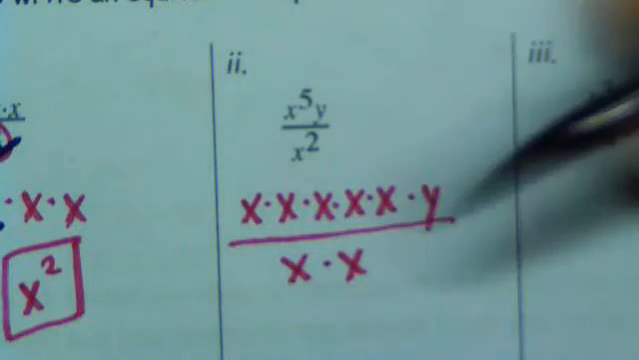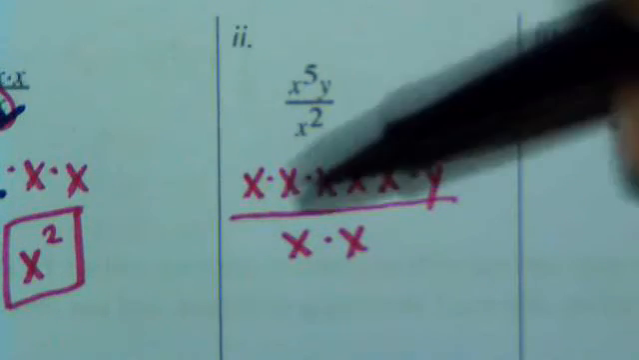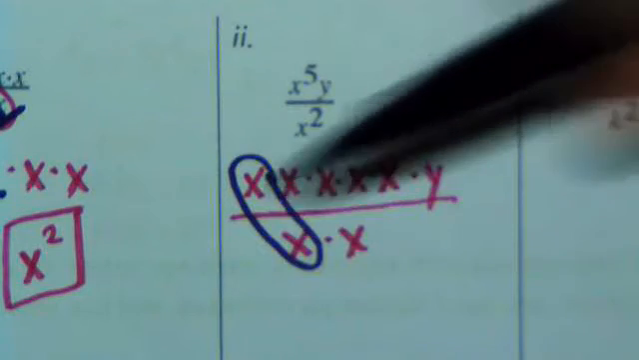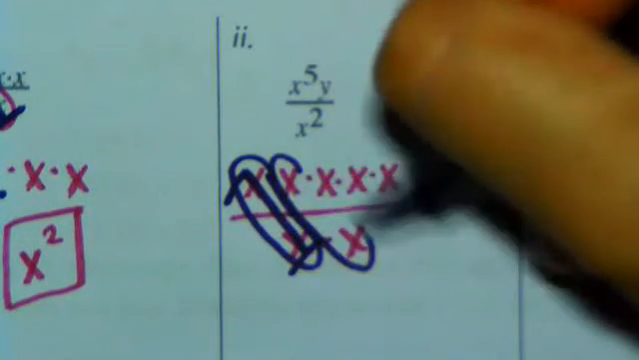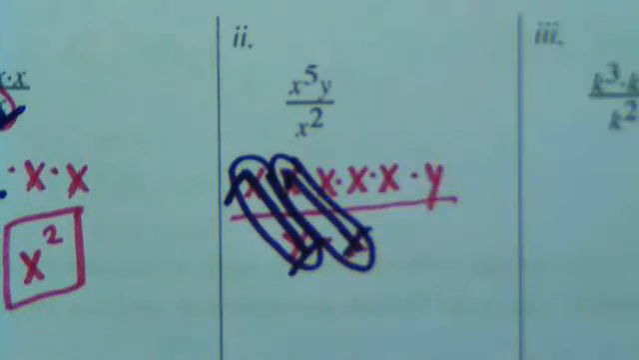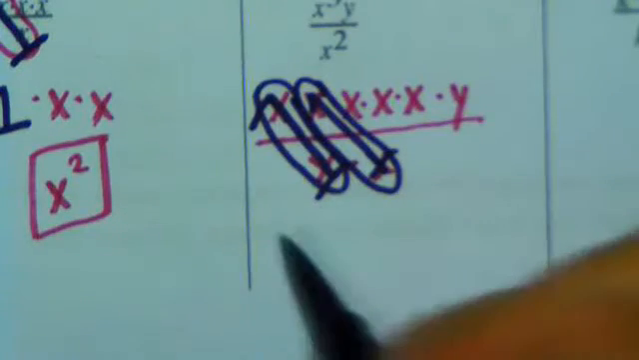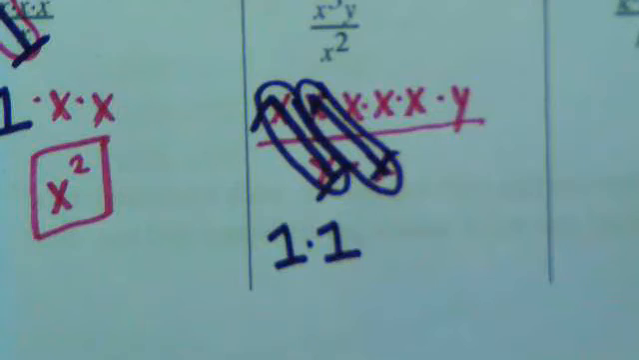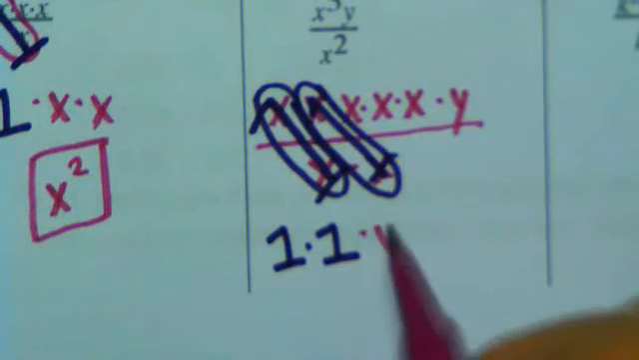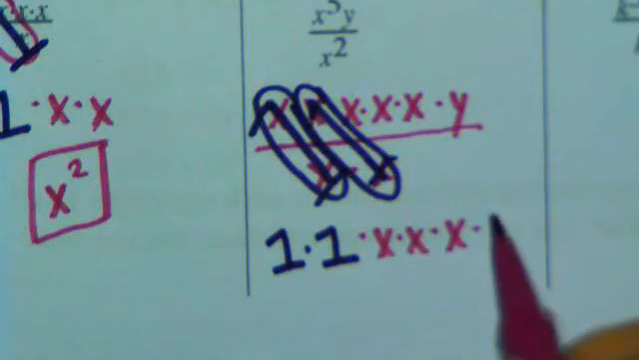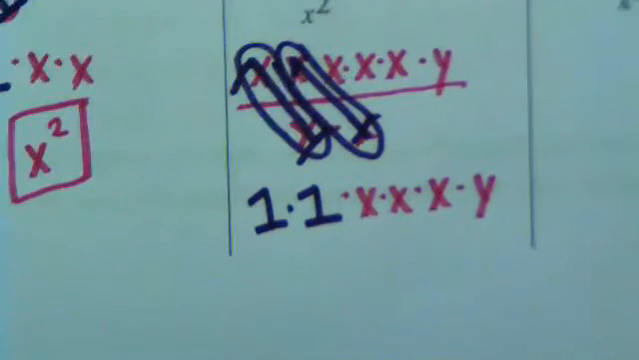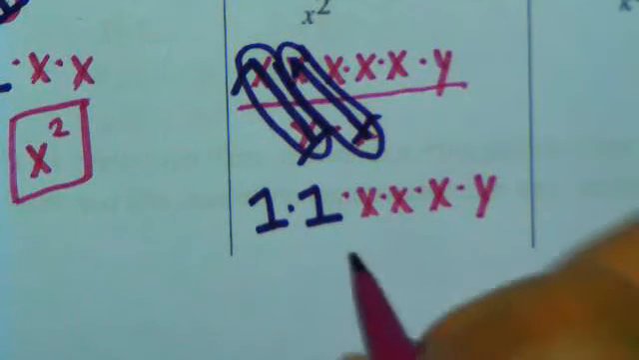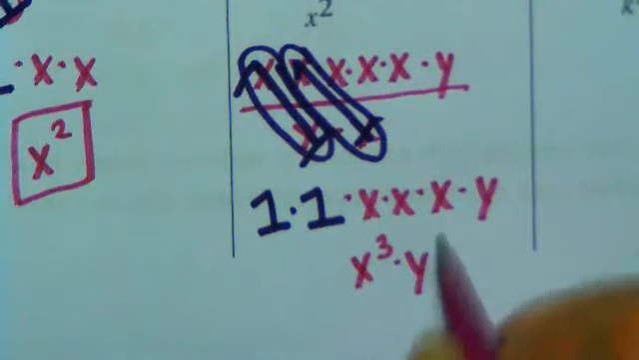So I'm going to circle anything that could be a magic 1. Right there is x over x. That could be a magic 1. And this x over x is also a magic 1. So let's rewrite what we have. We have a magic 1 times a magic 1 times x times x times x times y. And then let's go ahead and rewrite that using exponents. Well, we don't need to write 1 times 1 because 1 times 1 is just 1. So we have x cubed times y.